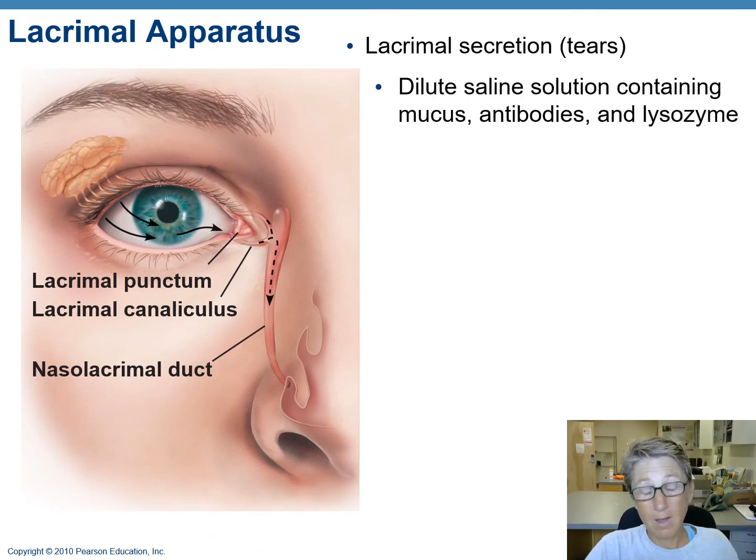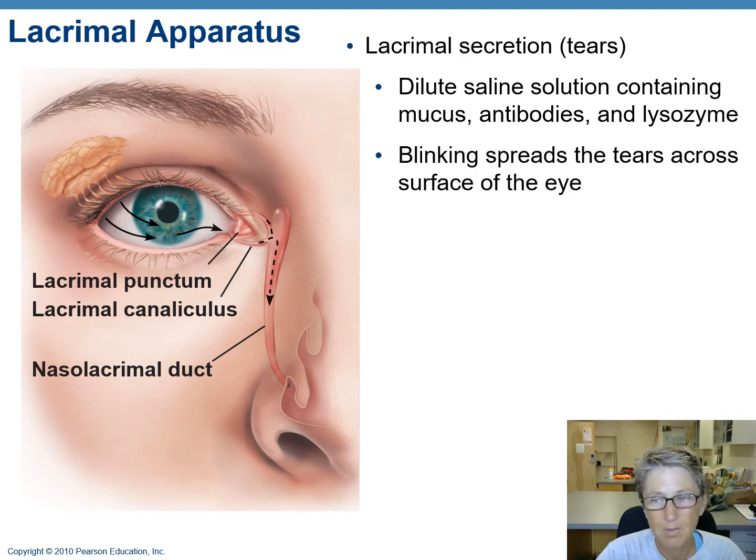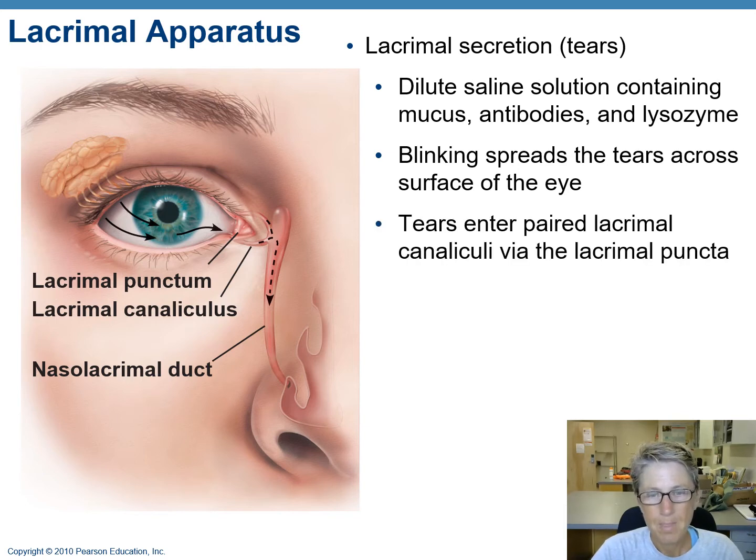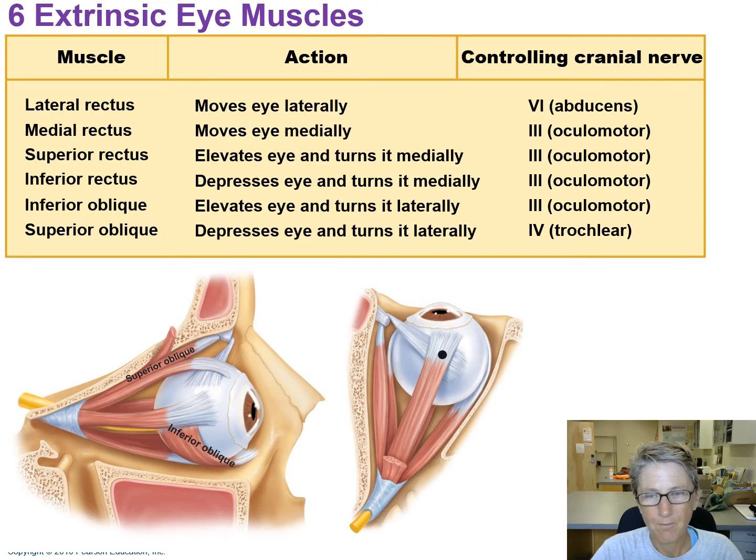So tears actually are a dilute saline solution, and tears contain mucus, antibodies, and lysozyme. Lysozyme is an enzyme that can kill bacteria. When you blink, that helps spread the tears across the surface of the eye, and then we talked about the flow of the tears.